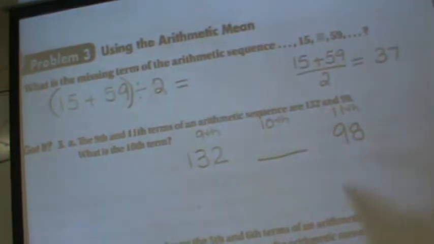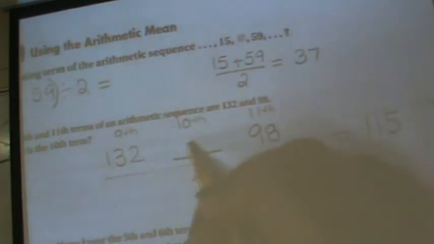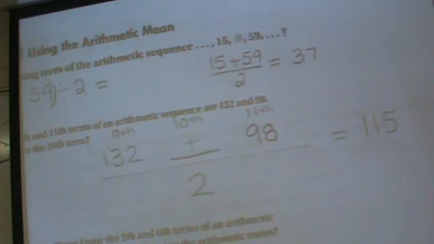What would you do? 132 plus 98. You would add these two up and divide by 2. What would you get? 115. Okay? So you would add these two up and divide by 2, so your middle term is 115. Questions?